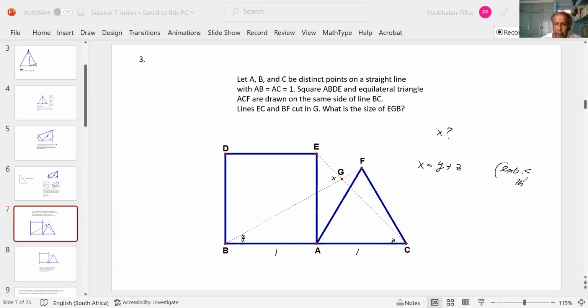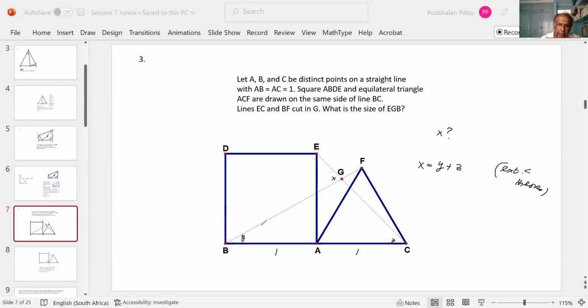In school, this is how you do it. You'll have to write it in full: in triangle GBC, X is the exterior angle, or whatever. So at least we have a starting point. Now we need to work out Y.